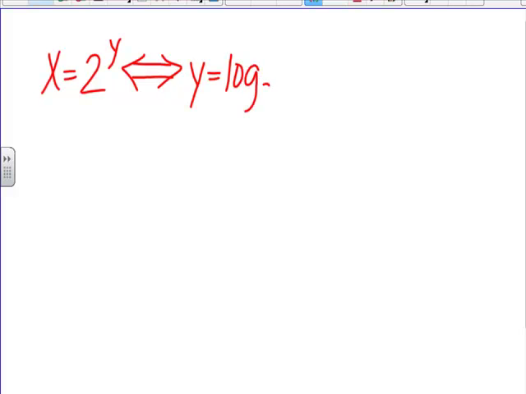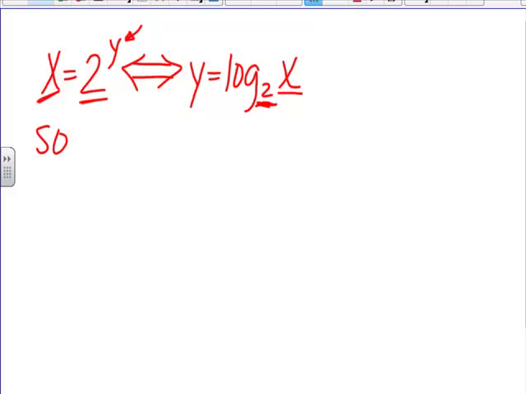So what do I want to say? I want to say that x equals 2 to the y means the same thing, and this symbol means it can go either direction, as y equals log base 2 of x. And once again, the reason that's the case is because, as I just said, a logarithm is an exponent. So this y is an exponent, and it is a logarithm. This 2 is the base, so it sits in the base position down below to tell you what the base is, and then the only thing remaining is the x, which goes in that position right there.